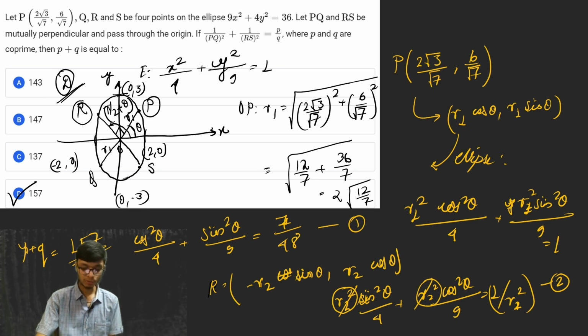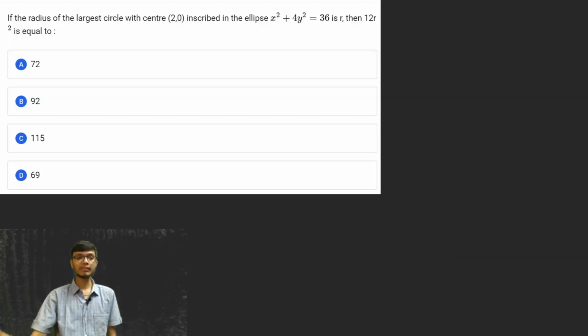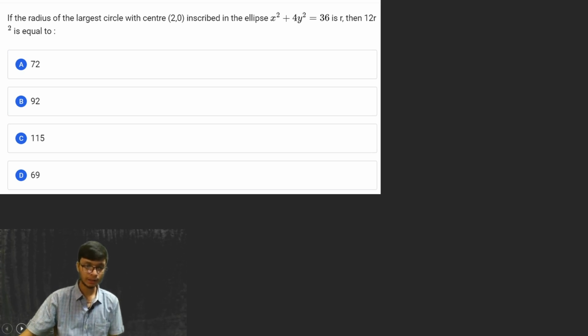Alright, so with this let us move to the next problem, and the next problem is again a very simple problem, but it is an important problem. There is a printing error as well, so let me correct this printing error. This is not 2 over here, this is actually 12r square. That's what the question was asking.